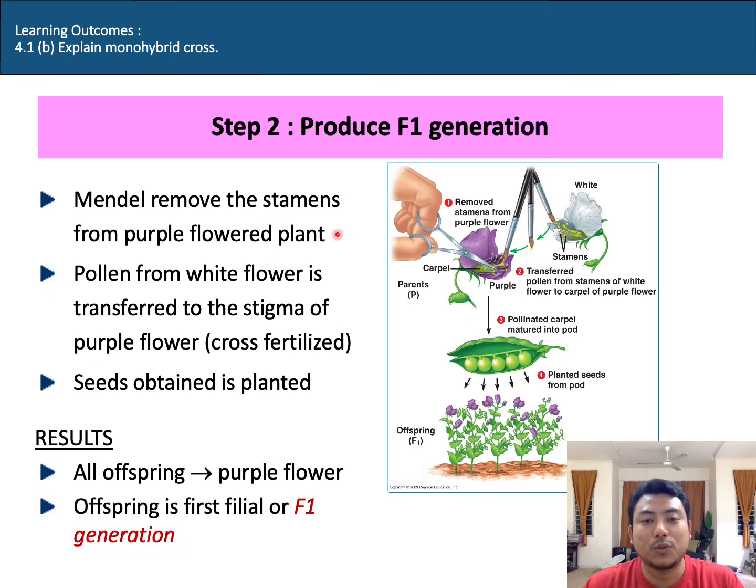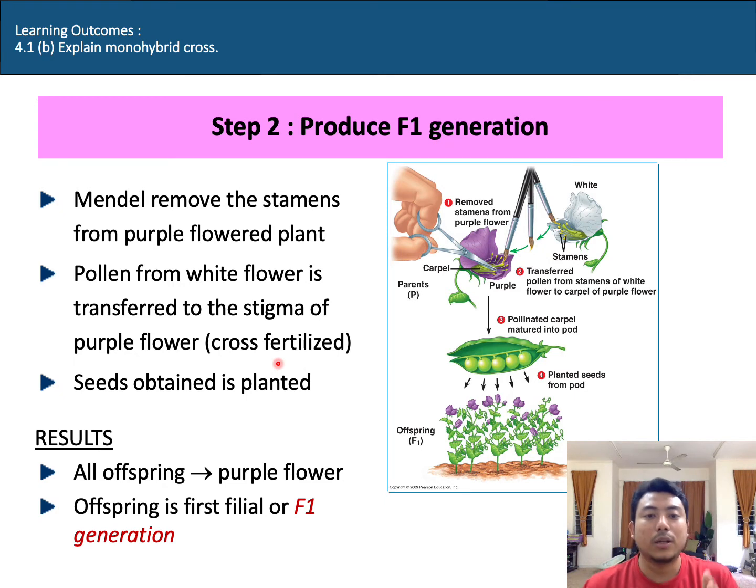Okay, step 2, producing the F1 generation. Mendel kemudian dia akan remove the stamens, the male part of the plant, from the purple flower plant. Dia buang stamens tu, dia buang bahagian yang menghasilkan pollen tu tadi. And dia ambil pollen from the white flower, transferred to the stigma. Stigma ni is the female part of the flower, and this is what we call cross fertilize.